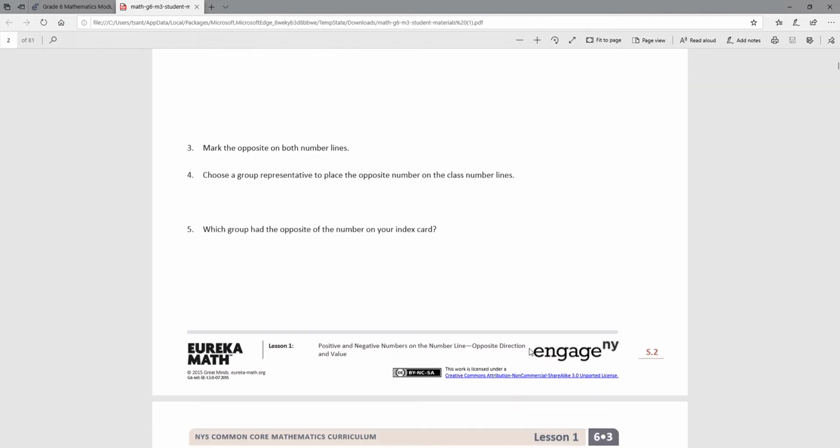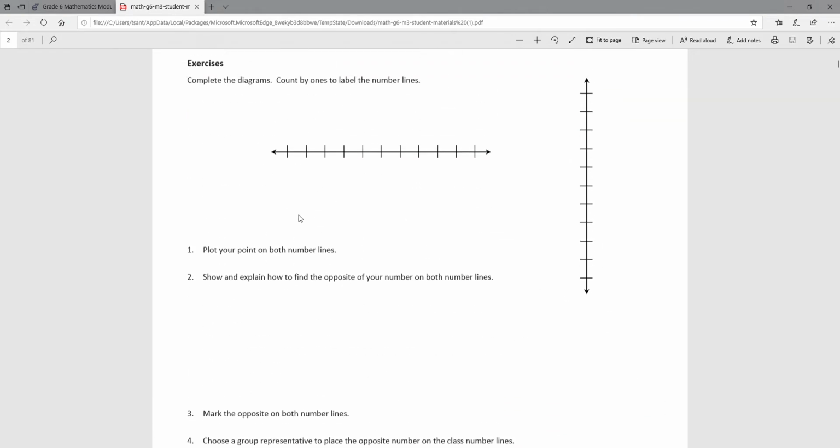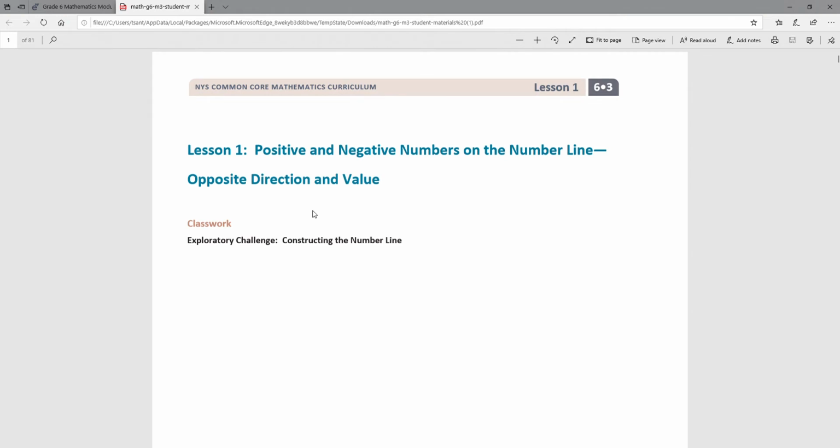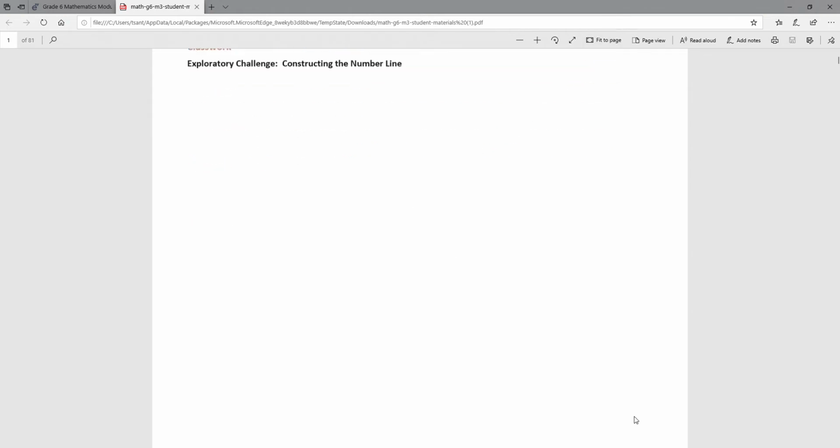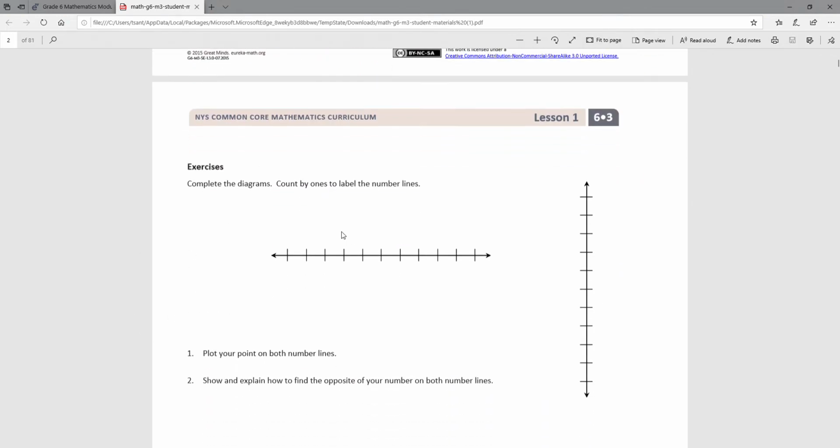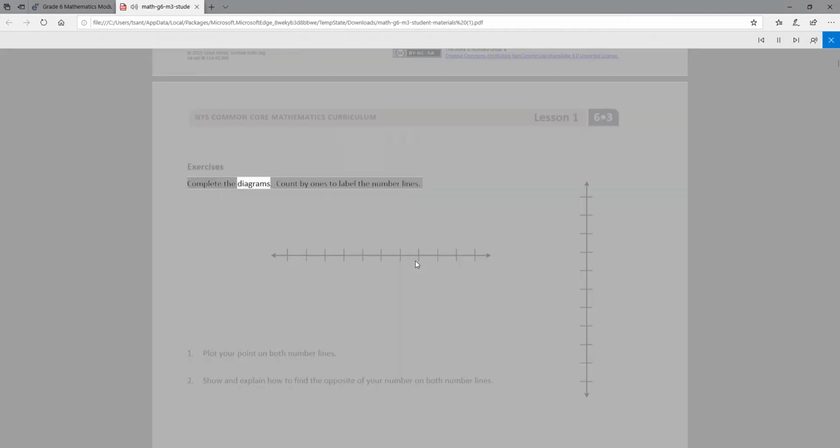Today, we're doing this thing. This is Module 1, I think. I don't know. So this is the plot your point on the number line. So, let's share out loud. Exercises complete the diagrams. Outline wants to label number ones.